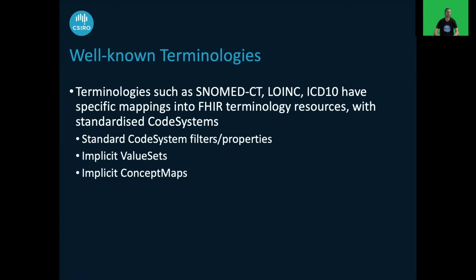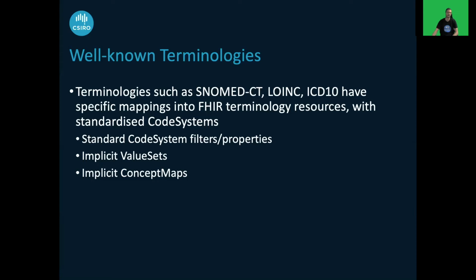We might just take a break here to talk about some of the well-known terminologies. So one of the characteristics of the FHIR spec when it comes to terminologies is that some of the really well-known terminologies like SNOMED CT, like LOINC, like ICD-10, like the units of measure code system, have specific mappings into FHIR terminology resources, with standardized code systems. So these code systems fix what the URL is for that code system. They fix the format that's used for the versioning of that code system. They can define standard code system filters and properties that should be available for that code system. They can define implicit value sets for that code system. And they can also define implicit concept maps for that code system.